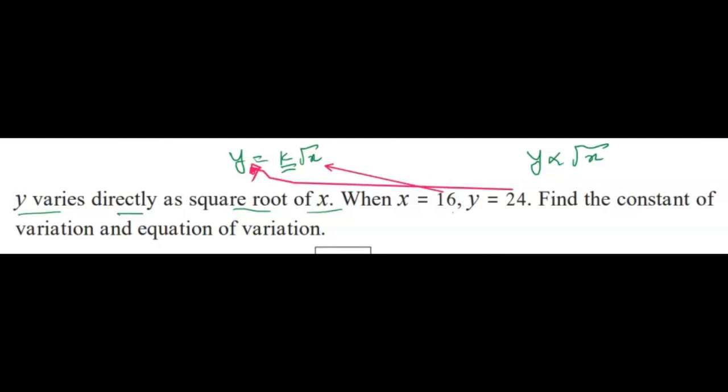Let's begin. Substituting the values, y equals 24 is equal to k times the square root of 16. Taking the square root, 24 stays as it is, and k times 4, since the square root of 16 is 4. So 4k is equal to 24. k will be equal to 6. So this is what we got, the constant of variation.